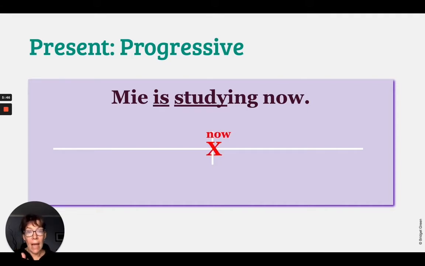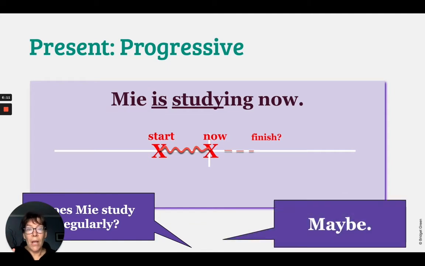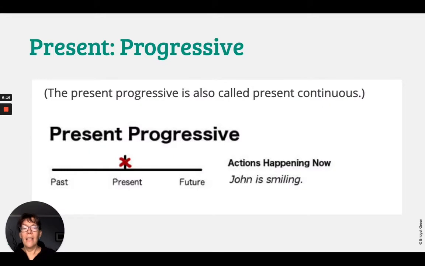Okay, now. But it's something that started in the past. Okay, started in the past. And the question is, does it continue into the future? We don't know. We know she's studying now, but we don't know about the future. Right. So, does Mie study regularly? We don't know. Maybe she does, maybe she doesn't. All we know is what happens now, right? The action happening now, John is smiling.